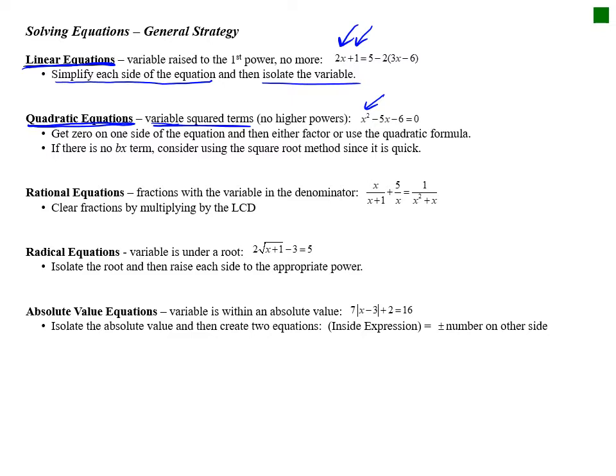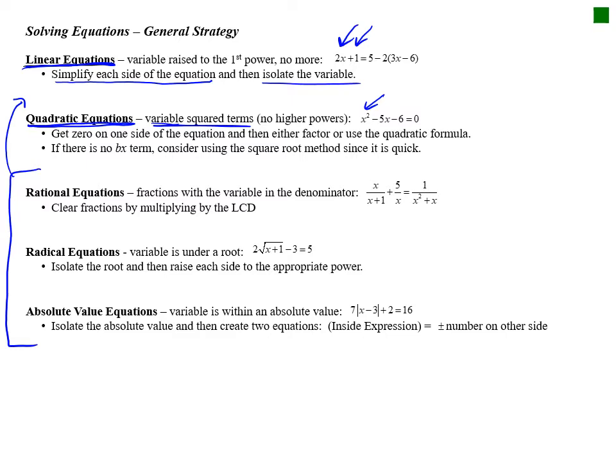After that, the last 3, rational, radical, and absolute value equations, it's all about dealing with a single step to get us back to one of the other 2 types. So let's take a look at them one by one and think about what that first step or goal would be. Rational equations are going to be equations that have fractions with the variable in the denominator.